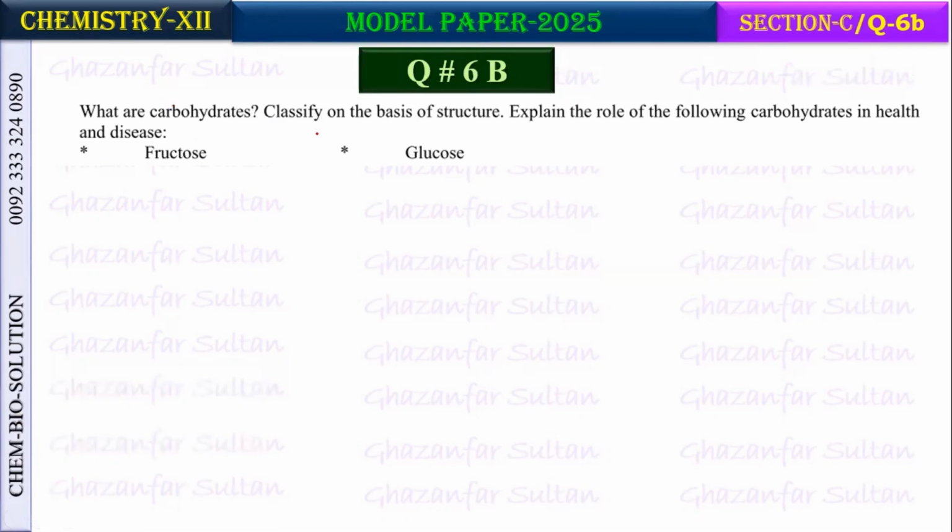What are carbohydrates? Classify on the basis of structure. Explain the role of following carbohydrates in health and diseases. So, first of all, you should see the strategy that how to write the answer of this question.